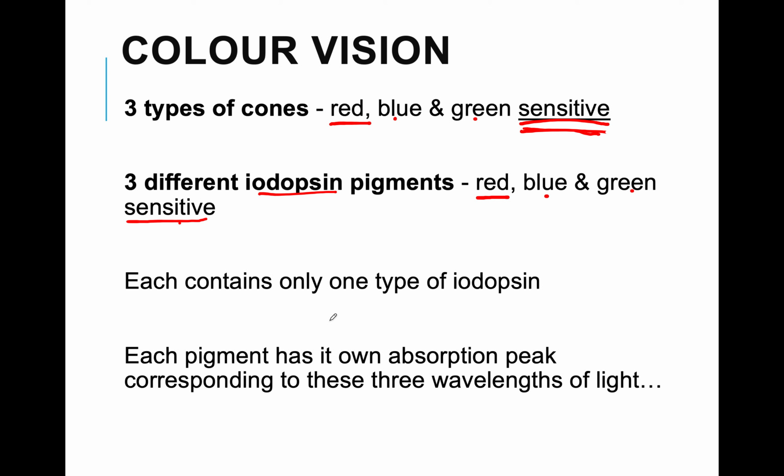Each pigment has its own absorption peak that corresponds to these three wavelengths of light. I.e., there are wavelengths of light which are red, wavelengths of light that are blue, and wavelengths of light that are green, and they will stimulate one of the types of cones or one of the types of iodopsin.